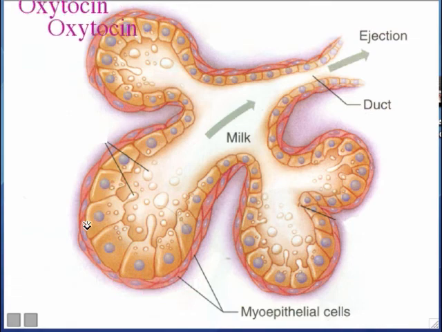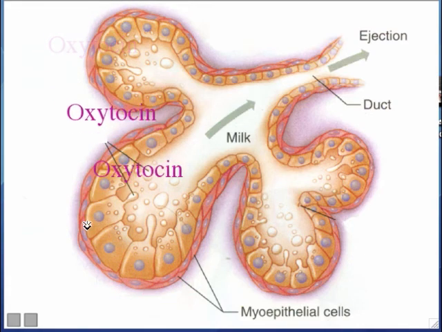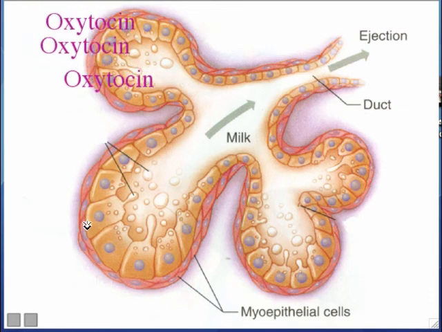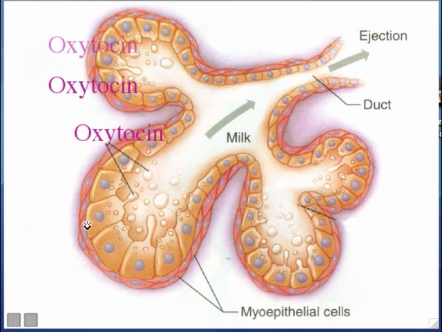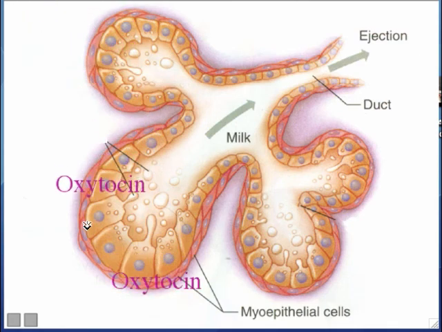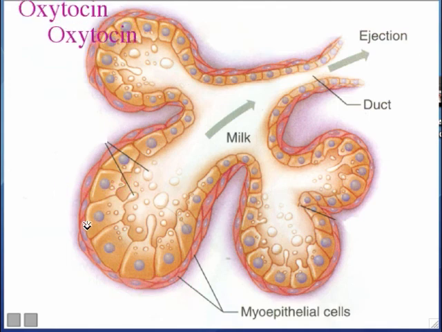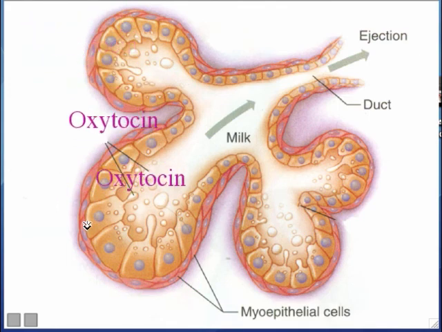Now, that oxytocin hormone is also going to have a role in the birthing process. So just for right now, remember that oxytocin has two roles. One is to get this smooth muscle to contract and eject the milk, and the other one, well, I'll just give you a preview. It's to get the smooth muscle of the uterus to contract to help expel the baby, but that will come later on.